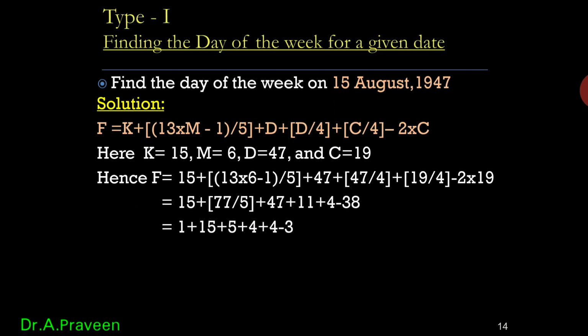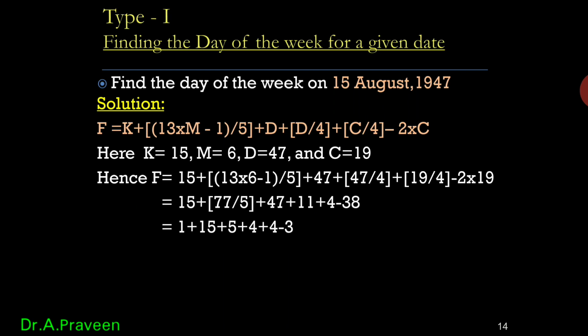So that equals, instead of 15, I can put 1, because whenever I get a number greater than or equal to 7, I divide it by 7 and write the remainder. So 2 times 7, 14, the remainder is 1. And 77 divided by 5. So 15 times 5 is 75. So I write the quotient, I don't bother about the remainder. So 15 plus 47 is replaced by 5.